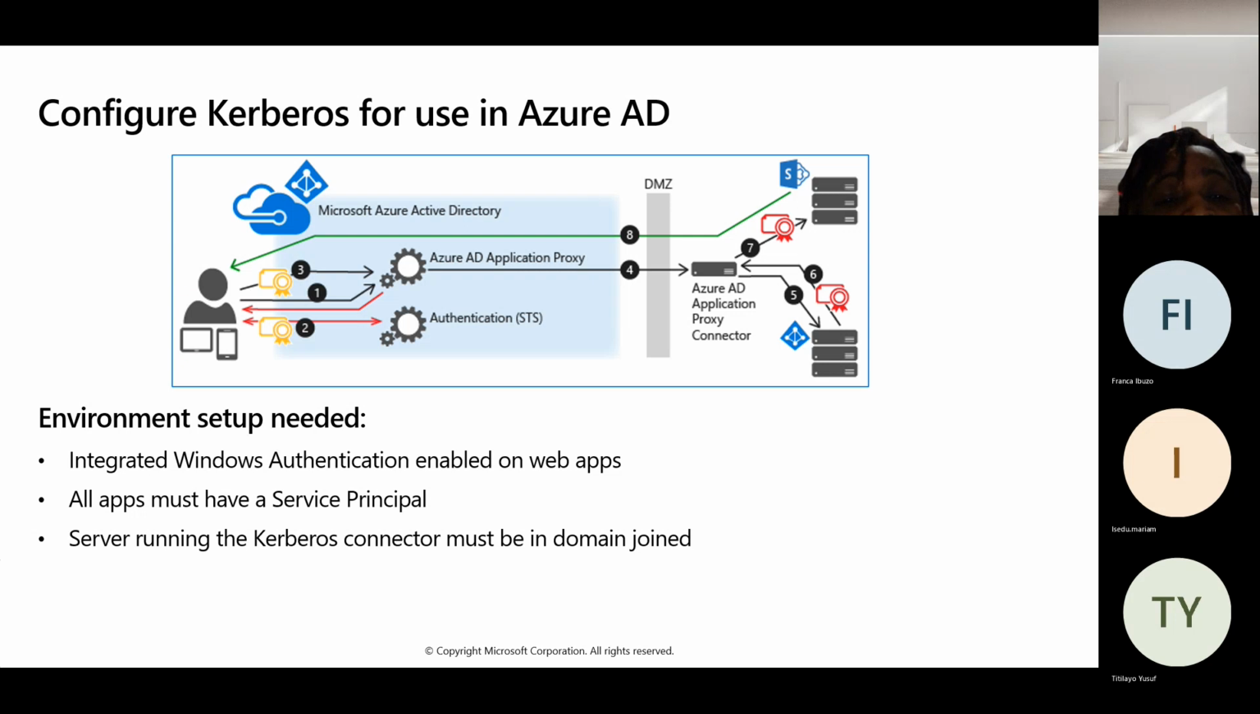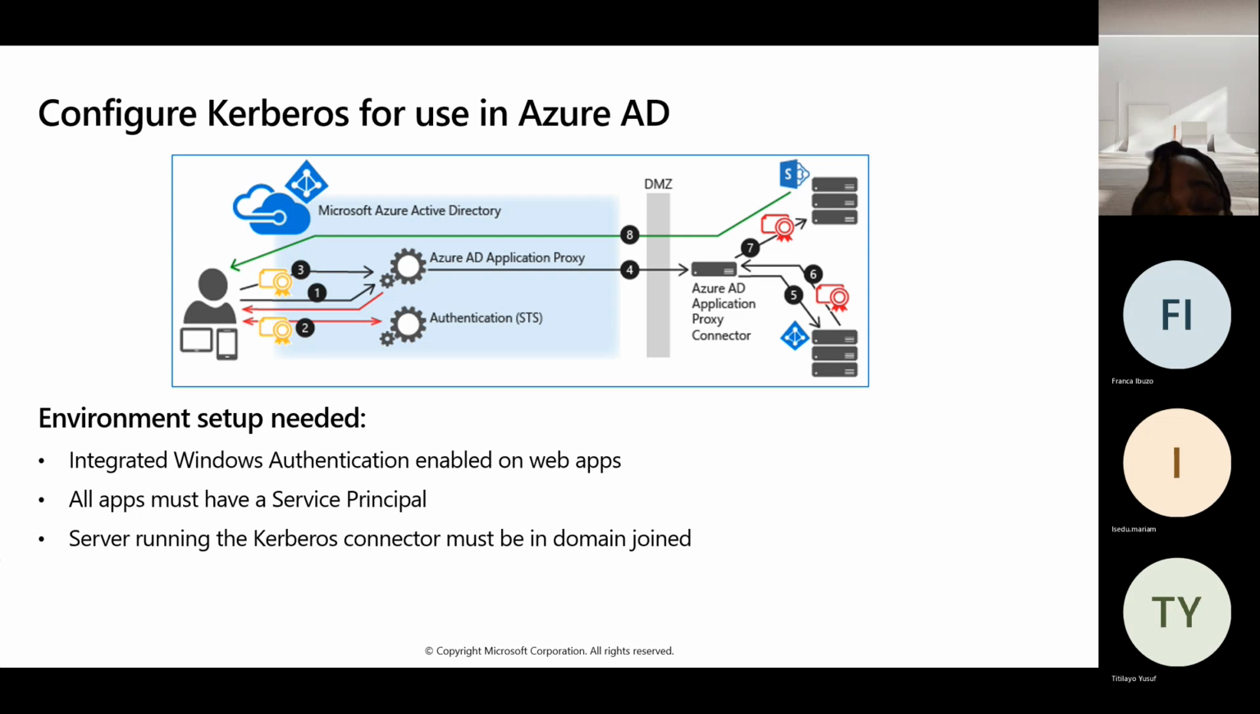So your DMZ, for those of you who don't know networking, is what connects the internet to your own environment. So you put your application proxy connector behind your internet. This is your internal application sitting here. And then this is your AD Connect here. And then the user can, through Kerberos authentication, connect to the connector.